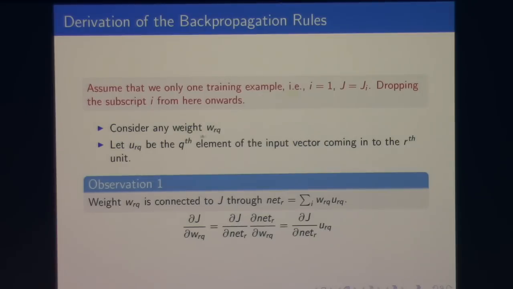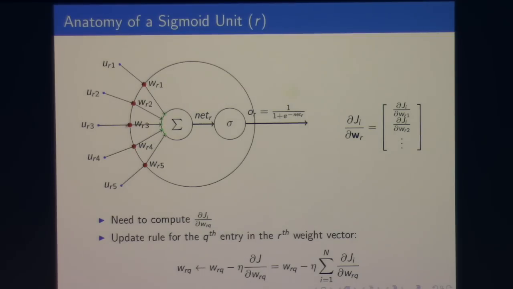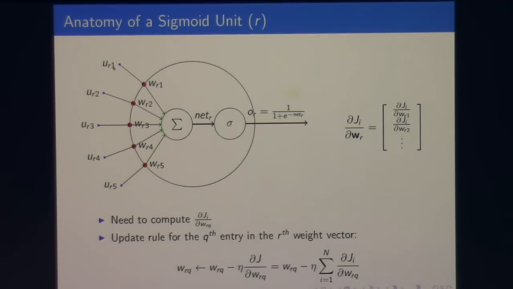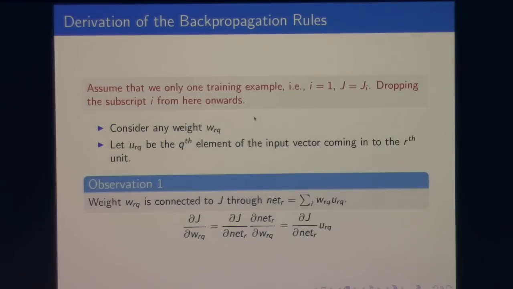So let's consider any weight value, not a vector, the weight value. So this is WRQ, one of these. Let's take one of these, and let's see how that is connected to our loss function. You have weight WRQ, and then URQ is the input that is coming in, and OR is the output that is going out. So this is WRQ, then URQ is the input that gets multiplied with this one, and then they all get combined into net R and then go to OR. That's how the forward process works.